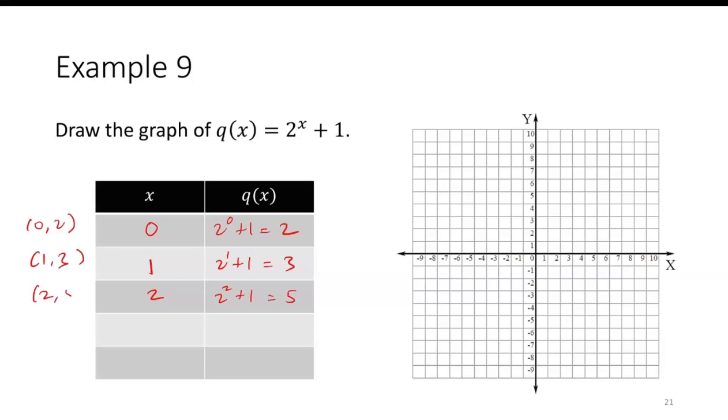So this becomes 2, 5. If x is 3, this becomes 2 to the third plus 1. 2 to the 3 is 8, plus 1 is 9.